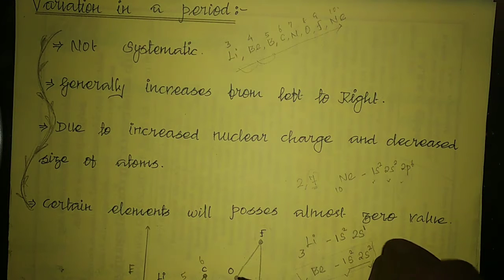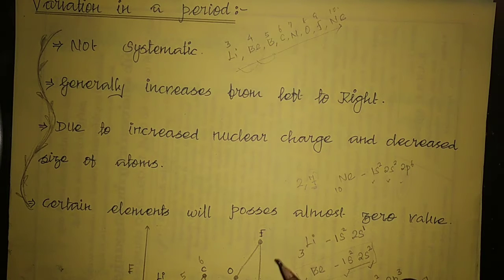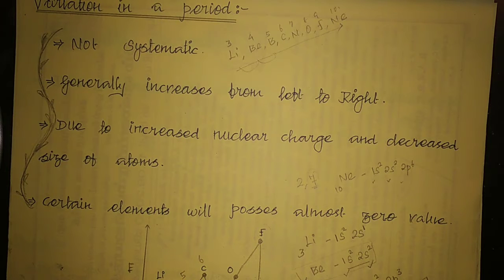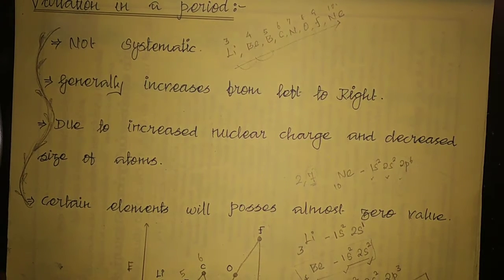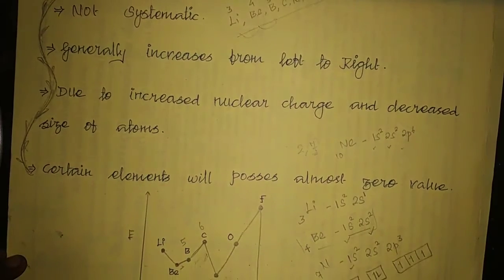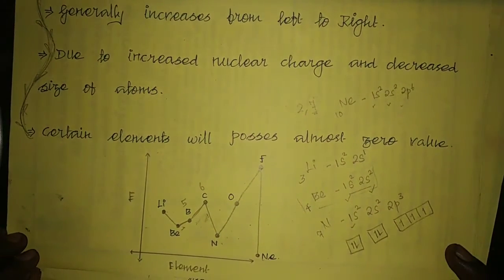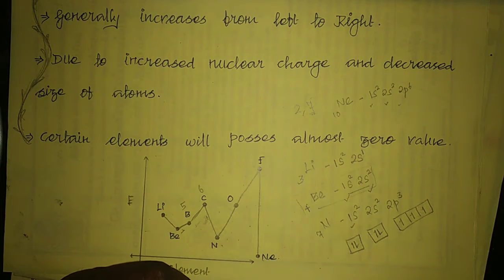Okay, and there are certain deviations. A few elements will possess almost zero value of electron affinity. Some elements have electron affinity value of zero. So why is that? We have already seen about the electronic configuration of atoms. If an atom possesses either completely filled or half filled electronic configuration, it will be considered a stable atom, and those stable atoms are reluctant either to add an electron or to lose an electron.